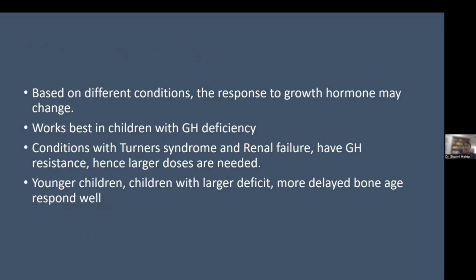Now, based on different conditions, the response to growth hormone will change. As I told you, in growth hormone deficiency, you don't have something in your body, you have it as a medicine, you're going to grow beautifully, right? So similarly, growth hormone is going to work the best in kids who have got growth hormone deficiency. Either they were born with a growth hormone deficiency, or it was acquired because of whatever reason. Conditions like Turner syndrome and renal failure have in part some growth hormone resistance. So to overcome that resistance, we have to give slightly larger doses, and they would respond moderately, right?